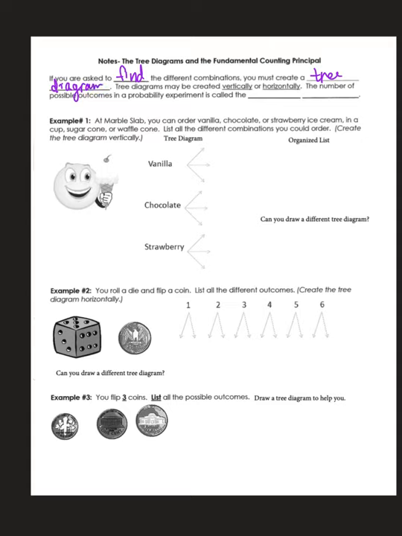A tree diagram may be created vertically or horizontally, and the number of possible outcomes in a probability experiment is called your sample space.